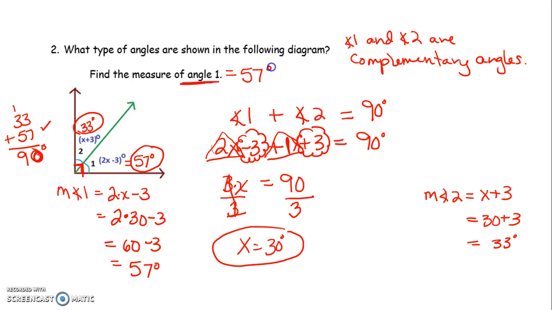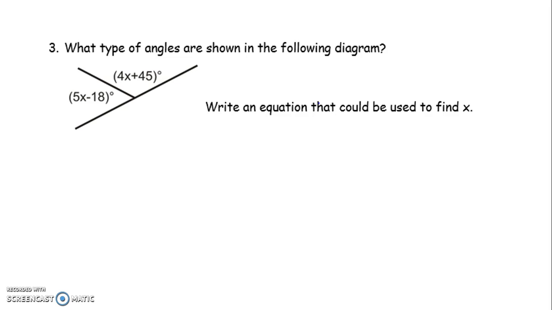All right, let's move on. Here's another beautiful diagram, and oftentimes when they're asking you to find angles, they will give you a beautiful diagram. What type of angles are shown in the following diagram? Well, if I look at this diagram and I start here and I sweep out my first angle and I continue on and I sweep out my second angle, how much have I swept out? Oh, I've swept out 180 degrees. These are actually supplementary angles.